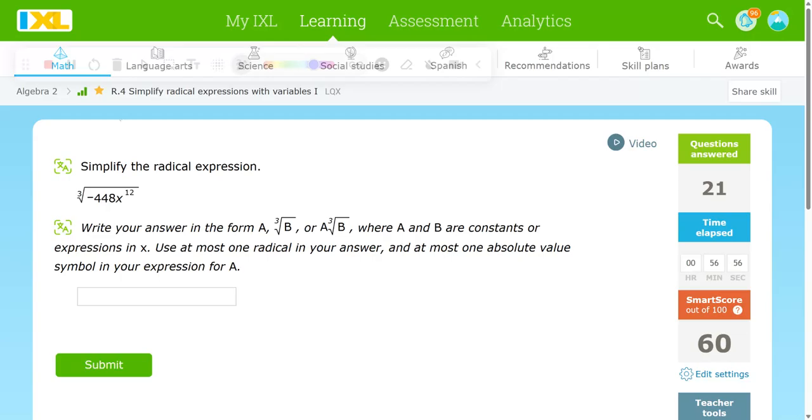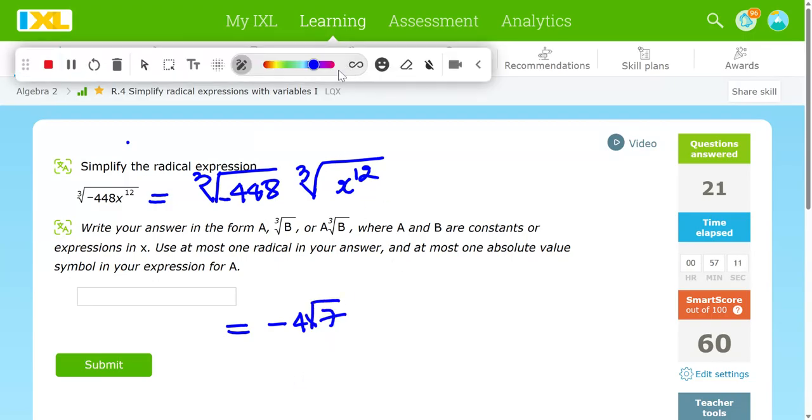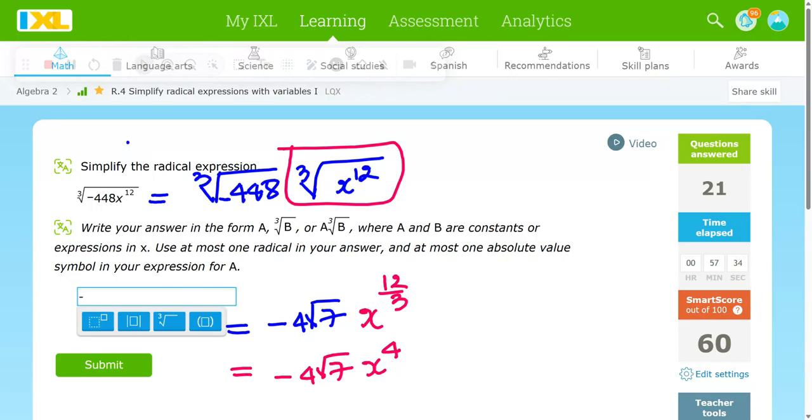So now I go back to my calculator right here. This part should come out as negative 4 square root of 7. This part right here equals x power 12 divided by 3. So negative 4 square root of 7 and then x power 4. 12 divided by 3, that's a 4. All right, so I got that. I put it in and I am correct. Do not forget a negative sign. Negative 4 cube root. Ooh, I'm missing that.